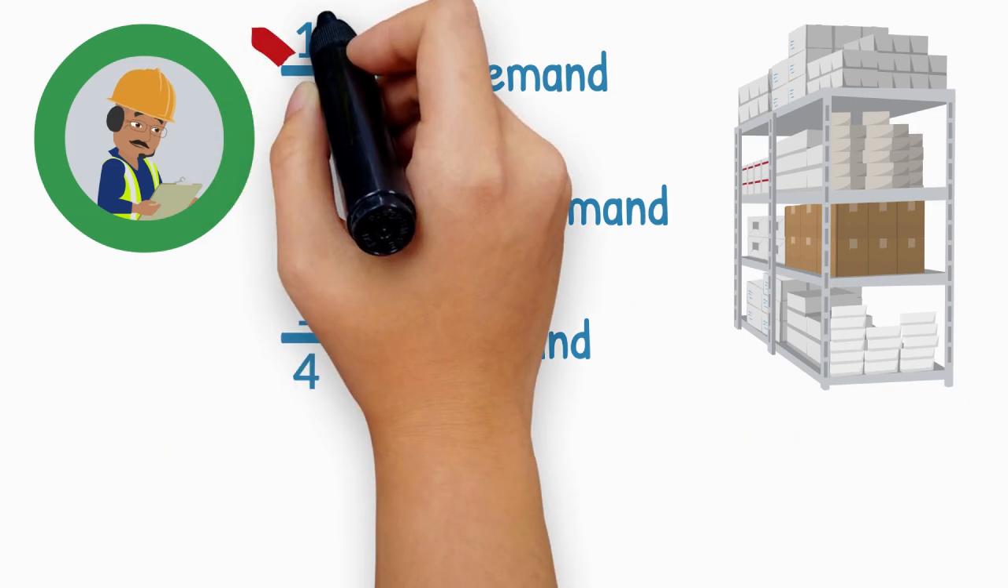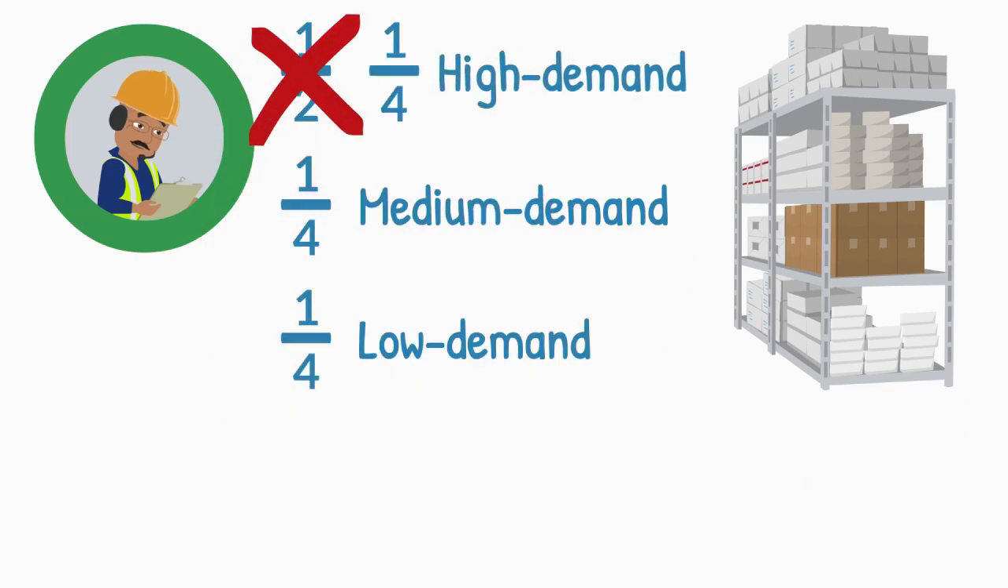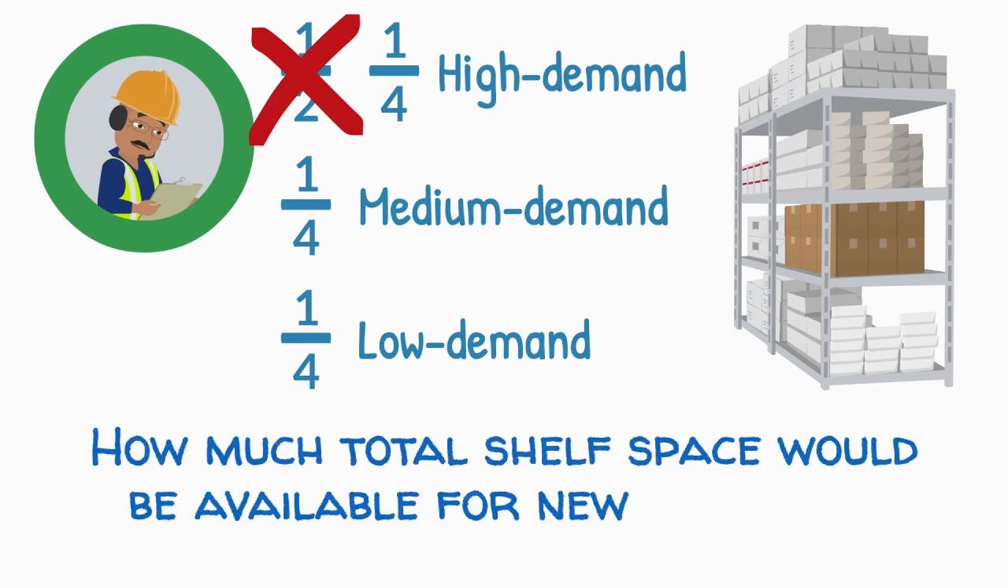If the high demand section needs to be reduced to 1/4 of the shelf to make space for new products, how much total shelf space would be available for new products?